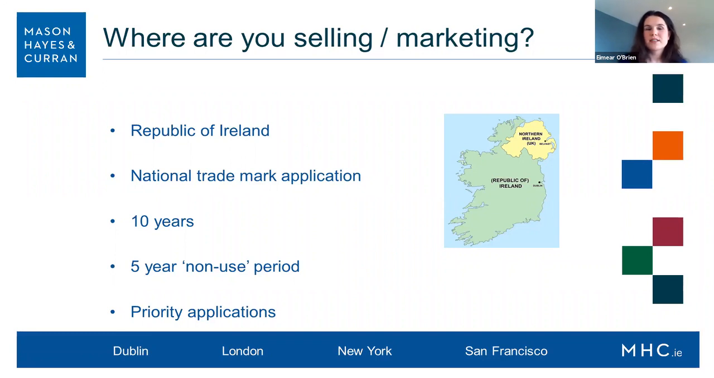So when we're sitting down with clients and we're asking where are you selling or marketing your product and trying to decide the best jurisdiction for them to file in, we don't just ask where are you selling or marketing right now, but we ask where might you want to sell or market in the next 5 years, or where is your business plan going to lead you, what jurisdictions might be in your future plans. Because 5 years is a magic number in trademark filing, so to speak.